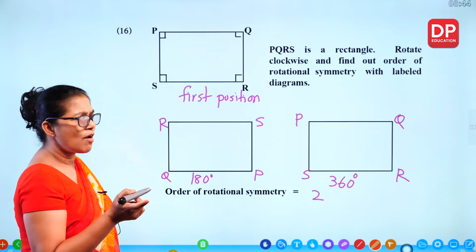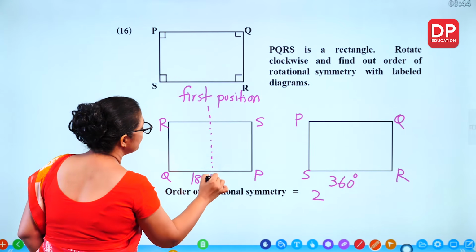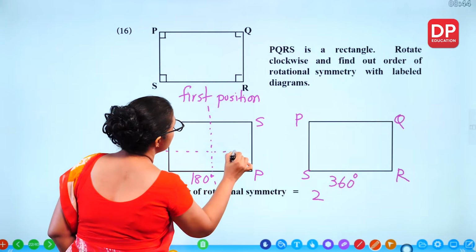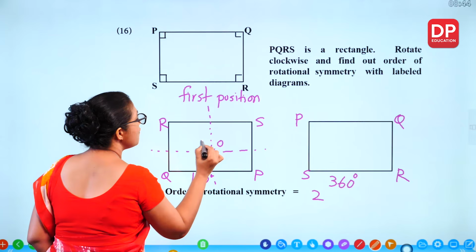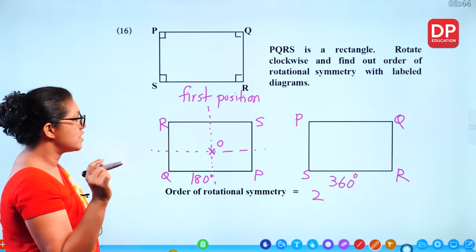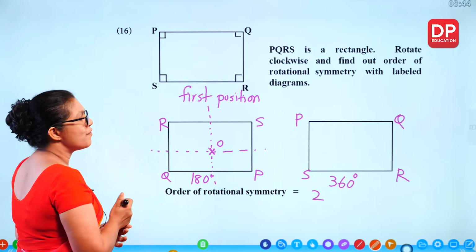What's the center of rotational symmetry? When you draw the lines of symmetry, the intersecting point of the lines of symmetry we call the center of rotation. So from this, when you rotate, you get these two figures.